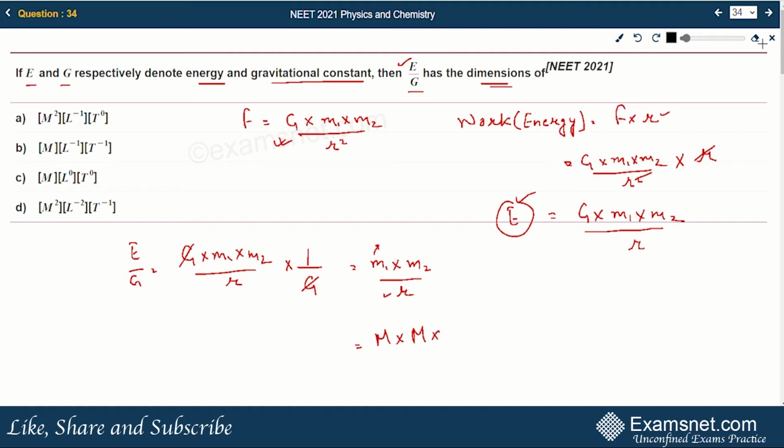So it is in division, right? So here we will write L to the power minus 1. What will we get? M square, because two Ms are there, and L to the power minus 1. And what is the dimension of T? Nothing, so it will be 0. Out of the given options, the correct option will be M square L to the power minus 1 and T to the power 0. That is, option 1 will be correct.